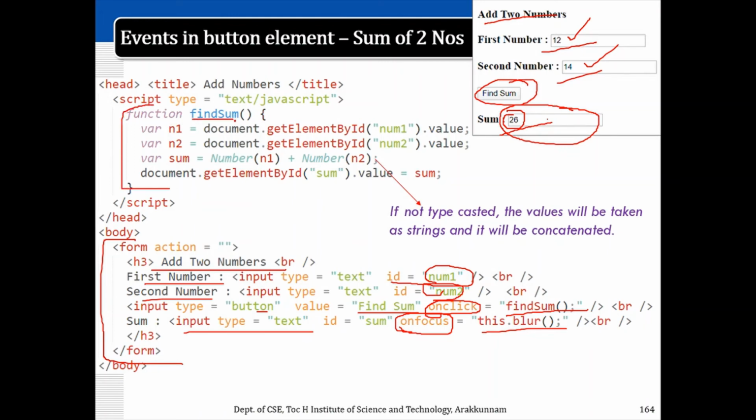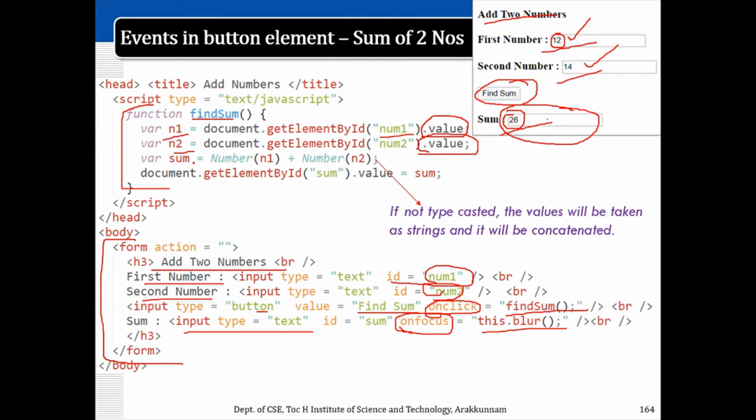Function findsum. In findsum, I have to access the first value which I have entered here, 12. So var n1 is equal to document.getElementById. As I have given an ID, I can access it directly without going through the form hierarchy. getElementById num1 .value. As I said before, .value is used to access the entered values. n2 is the second value, .value.